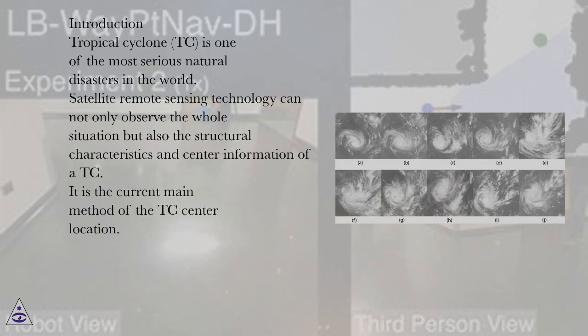Introduction. Tropical cyclone, TC, is one of the most serious natural disasters in the world. Satellite remote sensing technology can not only observe the whole situation but also the structural characteristics and center information of a TC. It is the current main method of the TC center location.